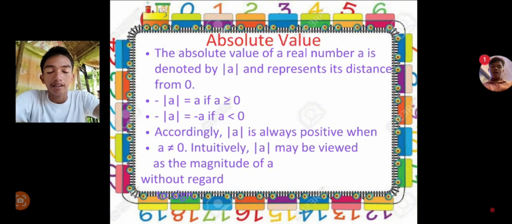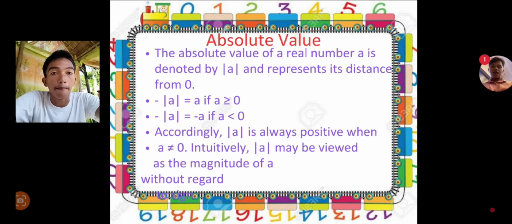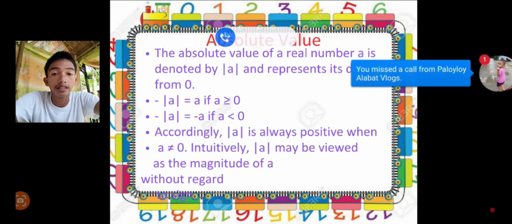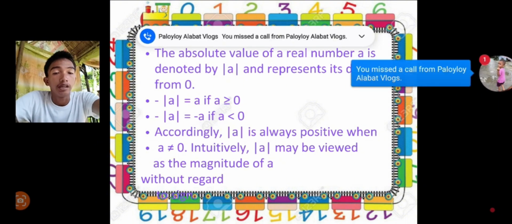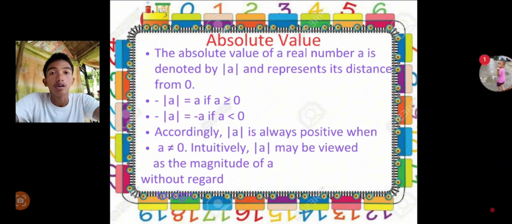Example, the absolute value of 5 is equal to 5 because 5 is greater than or equal to 0. Second example, the absolute value of negative 5 is equal to 5 because negative 5 is less than 0 and the opposite of negative 5 is 5. So remember, the answer here is always positive.